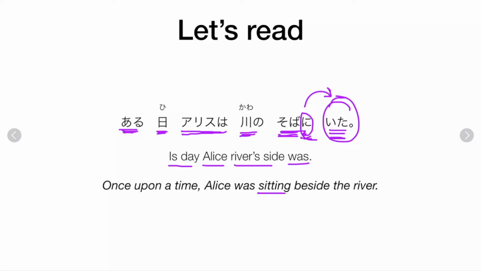This is because when we translate it to English, we choose, if we want, to insert context where the Japanese language chooses not to express something a particular way. We choose the way to express it that makes the most sense in English. So you could say Alice was beside the river, but saying Alice was sitting beside the river is also fine.